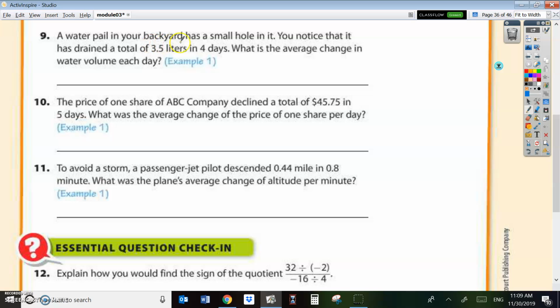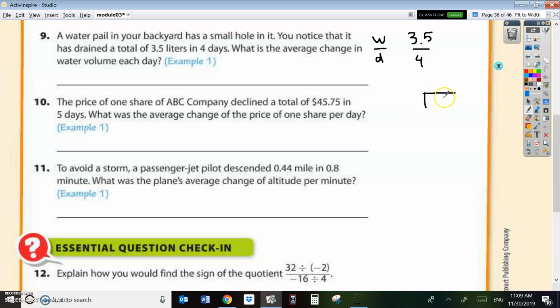A water pail in your backyard has a small hole in it. You notice that it has drained a total of 3.5 liters in 4 days. What is the average change in water volume each day? So it goes water by day. So we want 3.5 divided by 4. We make that simple and rewrite it.